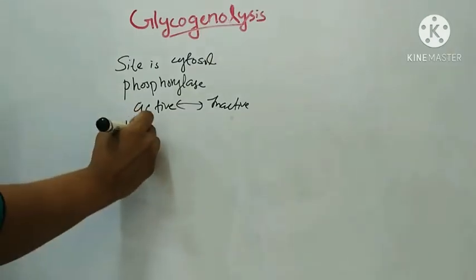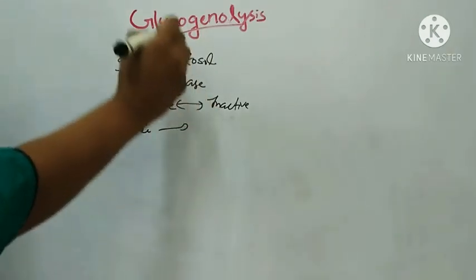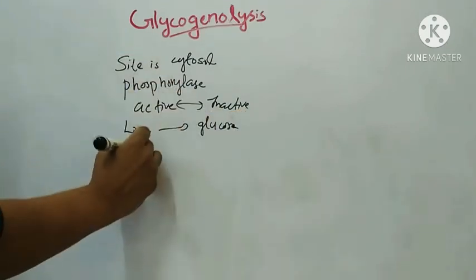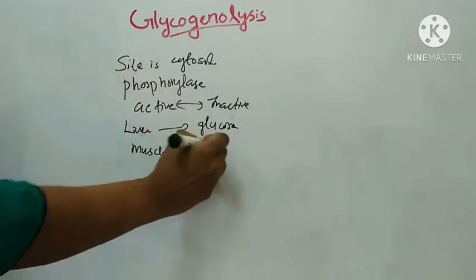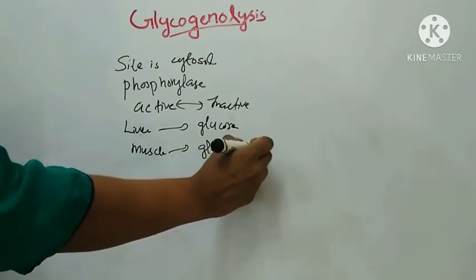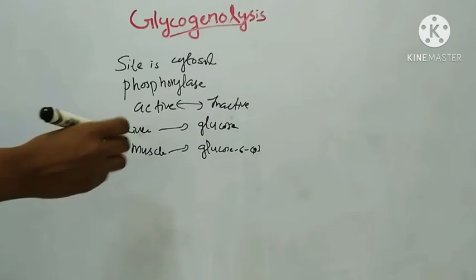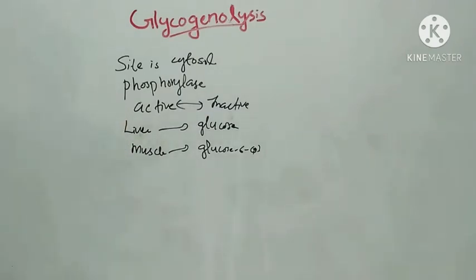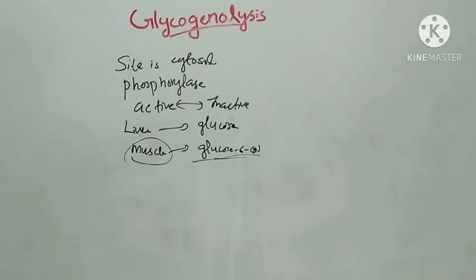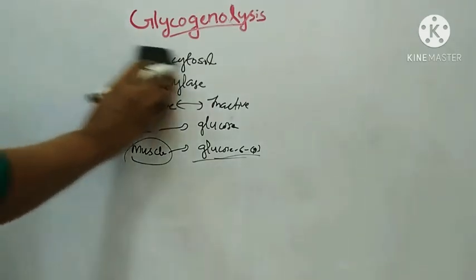In liver, the end product will be glucose. In the case of muscle, the end product will be glucose 6-phosphate, because the enzyme glucose 6-phosphatase is absent in muscle. So glucose 6-phosphate cannot be converted into glucose. So we will see the steps in glycogenolysis.